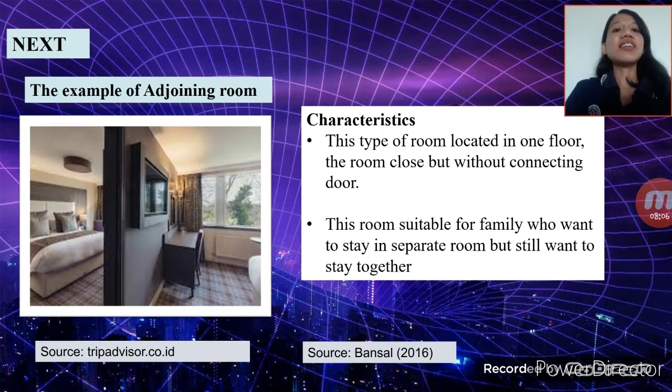And the characteristics of adjoining room are: the first is, this type of room is located on one floor, the rooms are close but without a connecting door. The second is, this room is suitable for families who want to stay in separate rooms but still want to stay together. And as you can see in the slide, there is the example of adjoining room, which is the picture about the adjoining room.